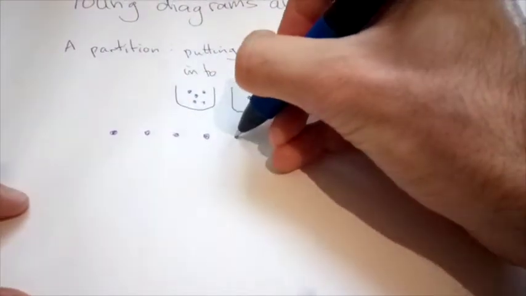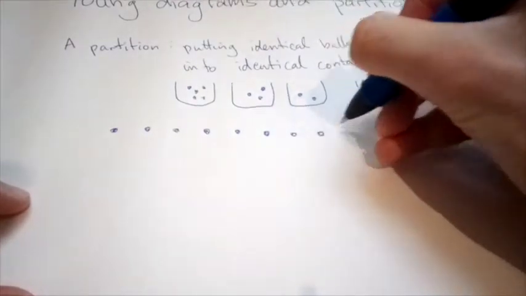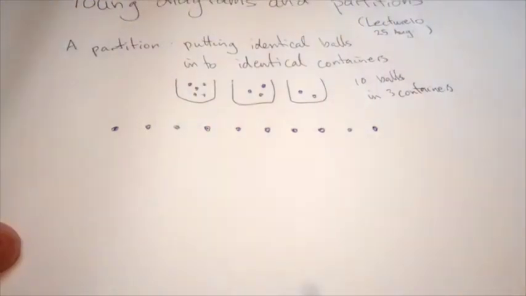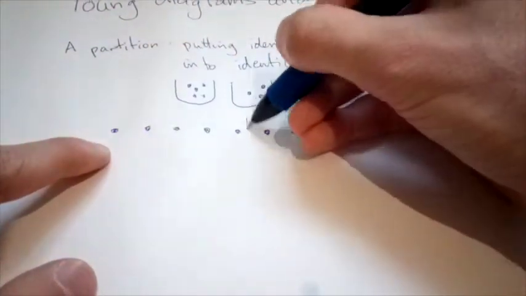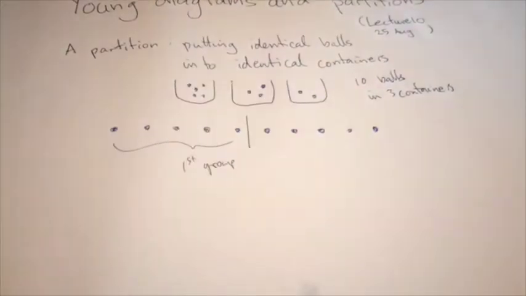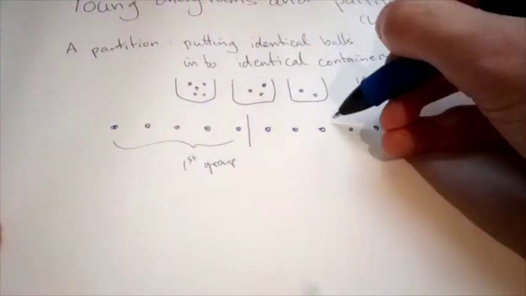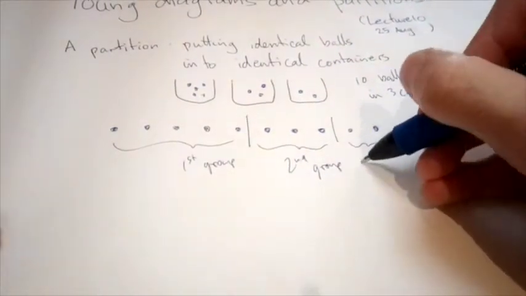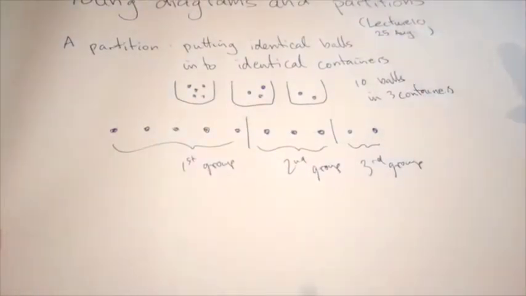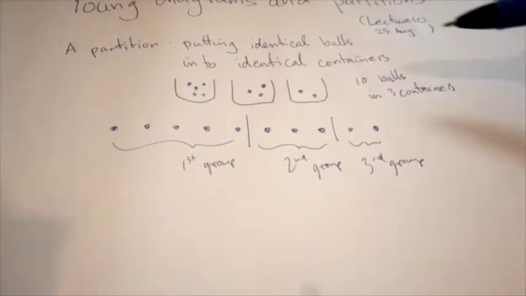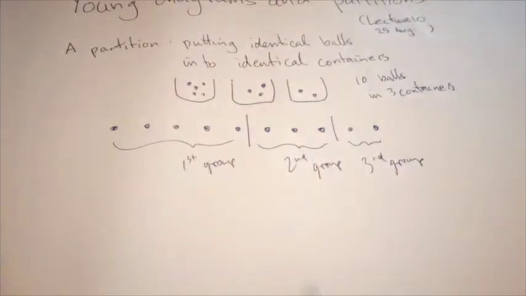three groups. So another way of thinking about it is we've got 10 balls, 1, 2, 3, 4, 5, 6, 7, 8, 9, 10, and we just want to break it into exactly three groups. So let's say 1, 2, 3, 4, 5, well, that's my first group. And by first, I just mean the biggest group, and then the next group, and the third group. And I must have exactly three groups. I can't have an empty group. So this is the same as saying that my containers are non-empty.